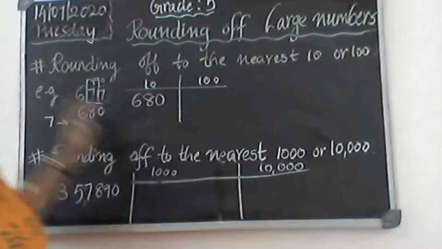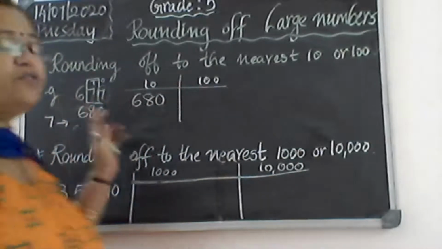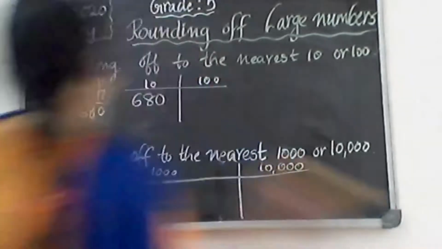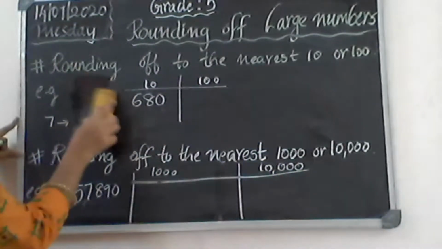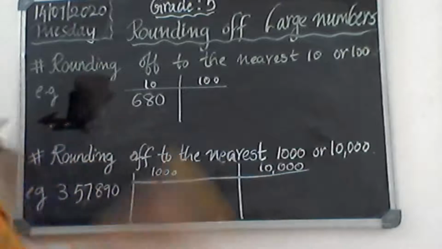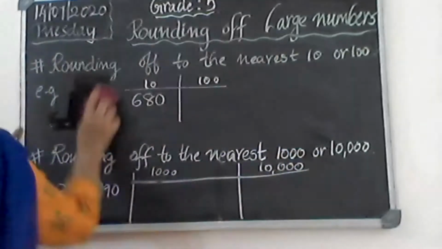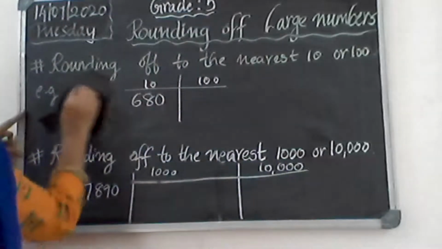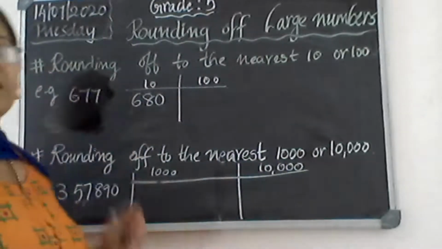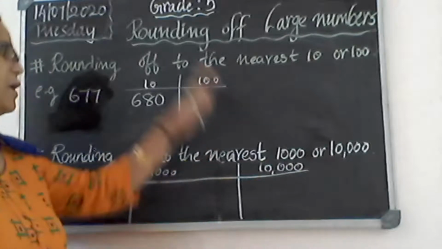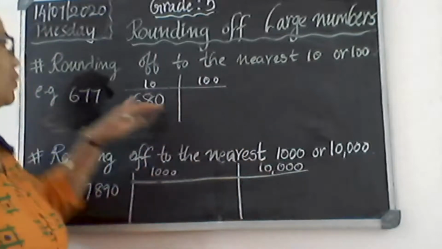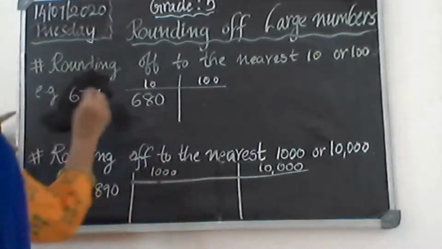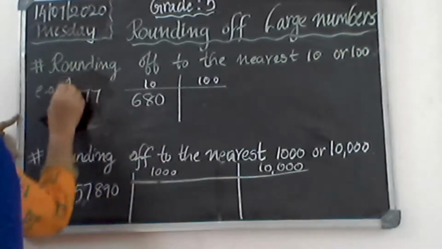Now we will understand how to round off to the nearest 100. I'll erase it to avoid confusion. The number was 677. I want to round the same number to the nearest 100. How do I do it? The same method will be applied for everything. We did it for tens, and now we are doing it for 100. In the same way, this is ones, tens, and this is 100.